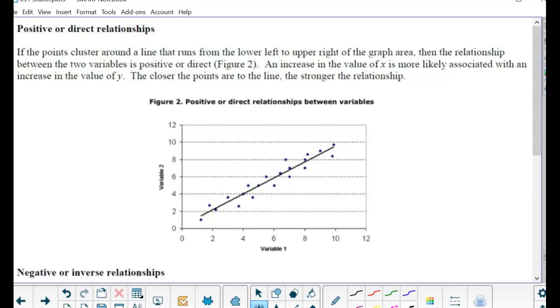So if it's going from lower left to upper right, then the relationship between the two variables is positive or direct, okay? And so a positive relationship or a direct relationship means the slope is positive. Makes sense. So an increase in the value of x is more likely associated with an increase in the value of y. The closer the points are to the line, the stronger the correlation or the relationship. Okay? So that's a positive or direct relationship. It's not that strong. It's okay, but it's certainly not as strong as the last one we looked at.